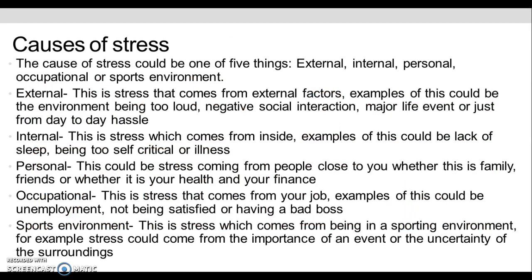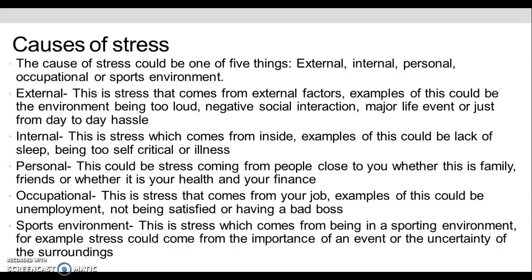Causes of stress. The cause of stress could be one of 5 things: external, internal, personal, occupational, or sports environment. External is stress that comes from external factors. Examples of this could be the environment being too loud, negative social interaction, major life events such as death, or just day-to-day hassle. Internal stress is stress which comes from inside. An example of this could be lack of sleep, or being too self-critical, or illness.